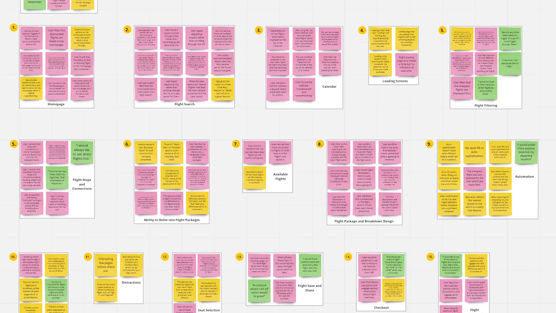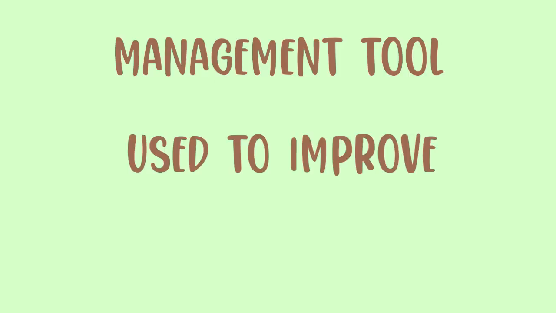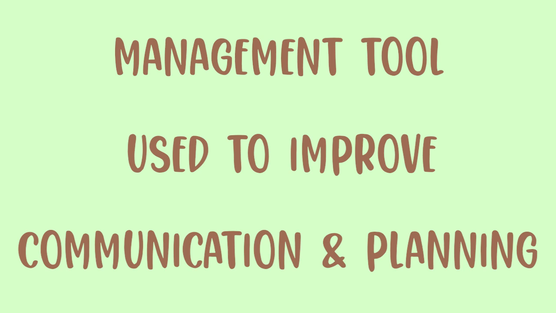And the solution for unstructured data is what we call an affinity diagram in UX design. An affinity diagram is a management tool to improve communication and planning on major projects. I like to use my hands a lot when I talk, and I apologise in advance.